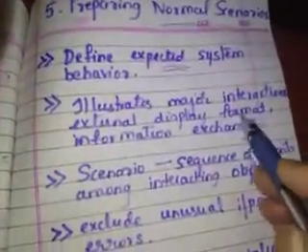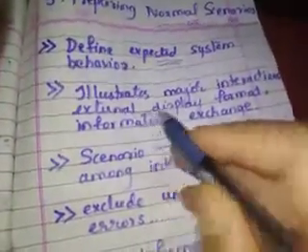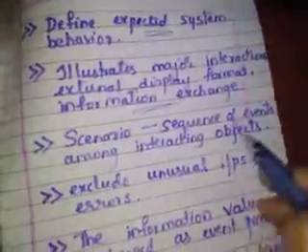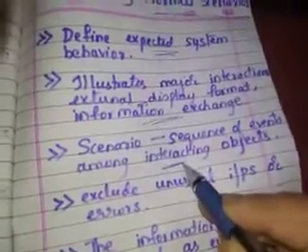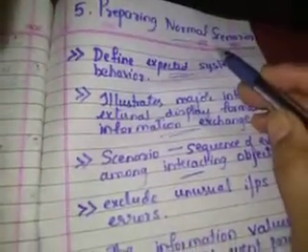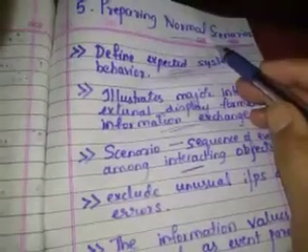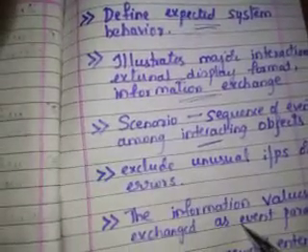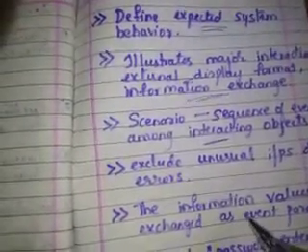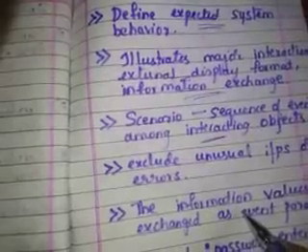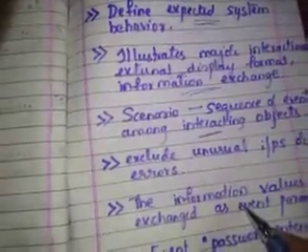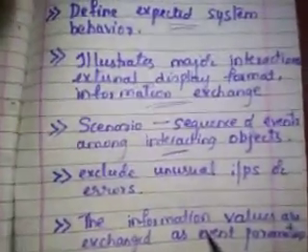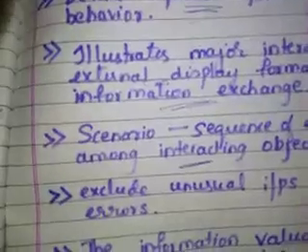It illustrates the major interaction between external display format and the information exchange. The sequence of events among the interacting objects are to be explained with respect to the normal scenario. For a person who is interacting with the ATM machine, the normal scenario is what? He is entering the card properly, he is entering his PIN properly, he is selecting the account properly, and he has entered the sufficient balance with the required denominations and he has taken it, right? We are not bothered about any exceptional cases or the errors here.